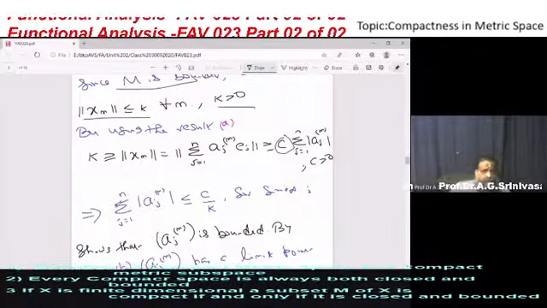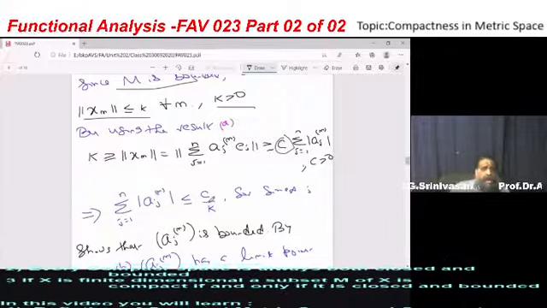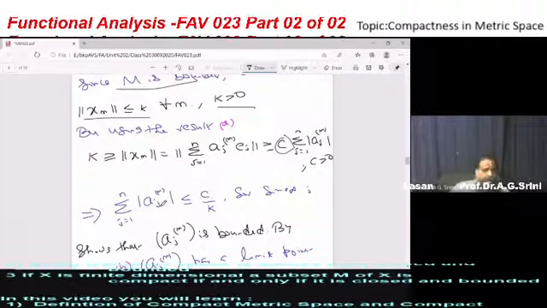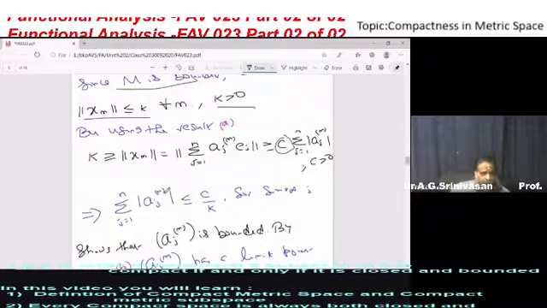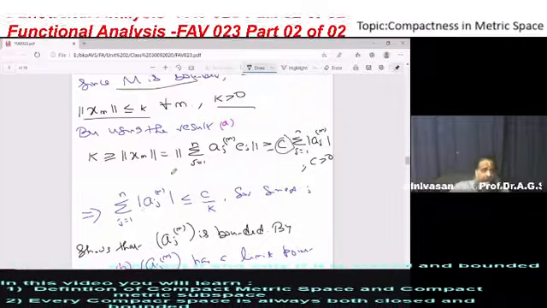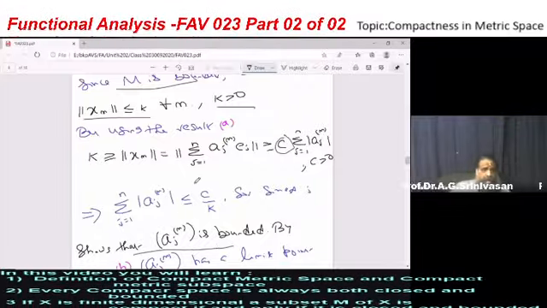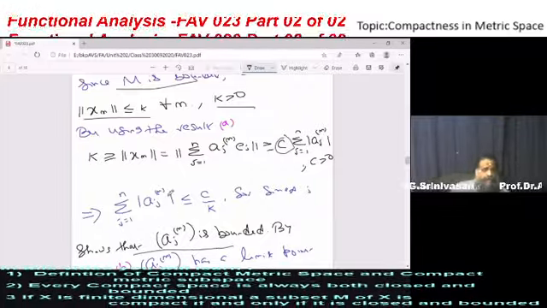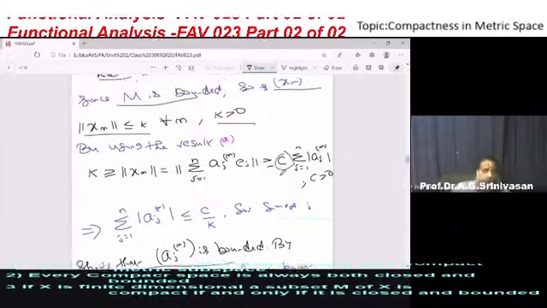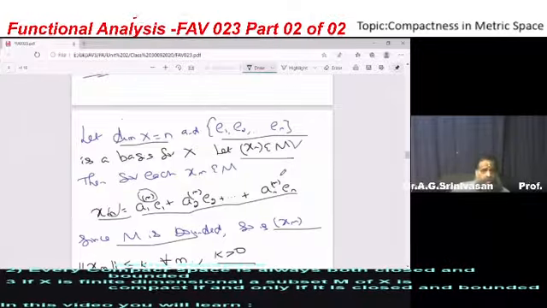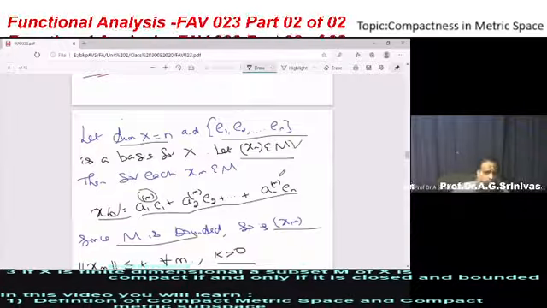That means the summation of Aj power m is less than C by K. And this C by K does not depend on either j or m. That means this Aj power m is bounded as well, because C by K is a fixed number that does not depend on j and m. So Aj power m is bounded. And what are the Aj power m? They are elements of R or C. C is R2, R power 2, and R is R1, R power 1.